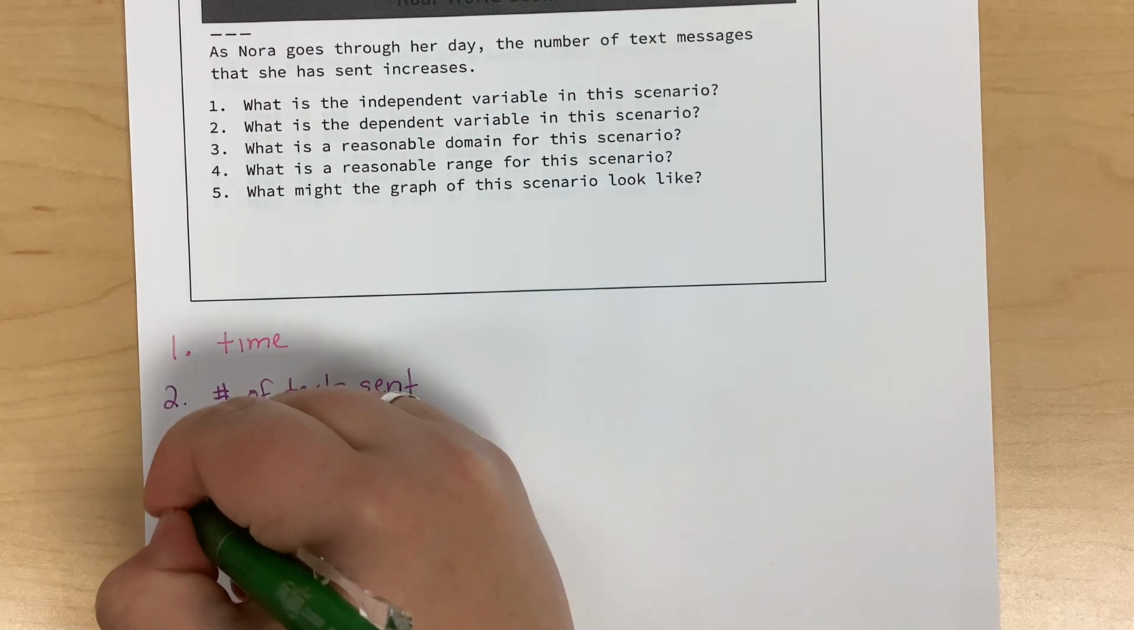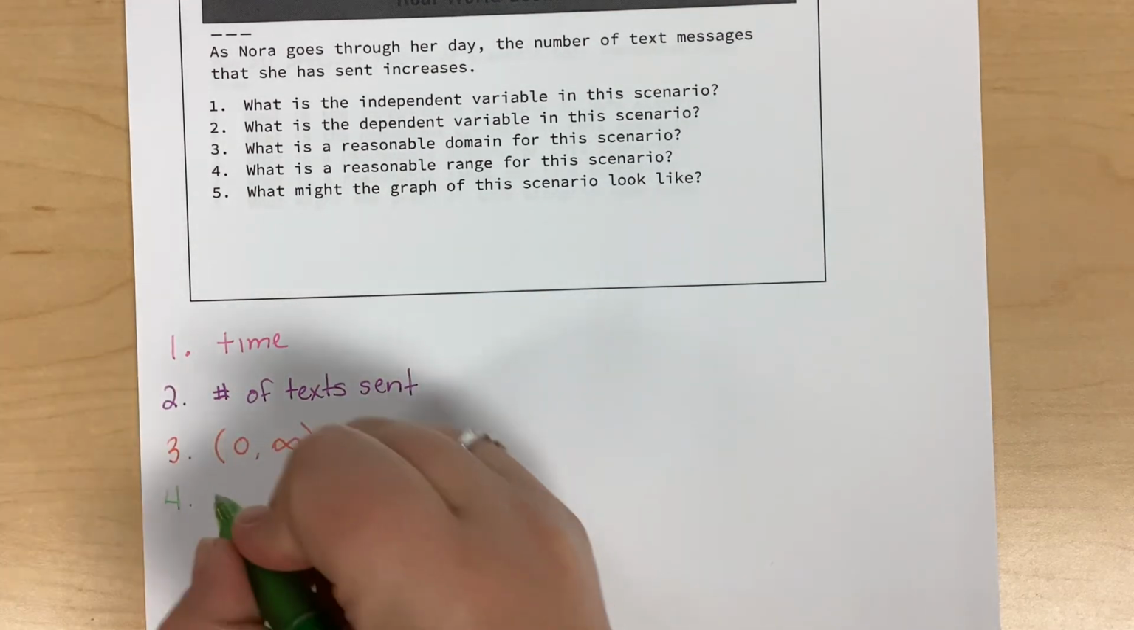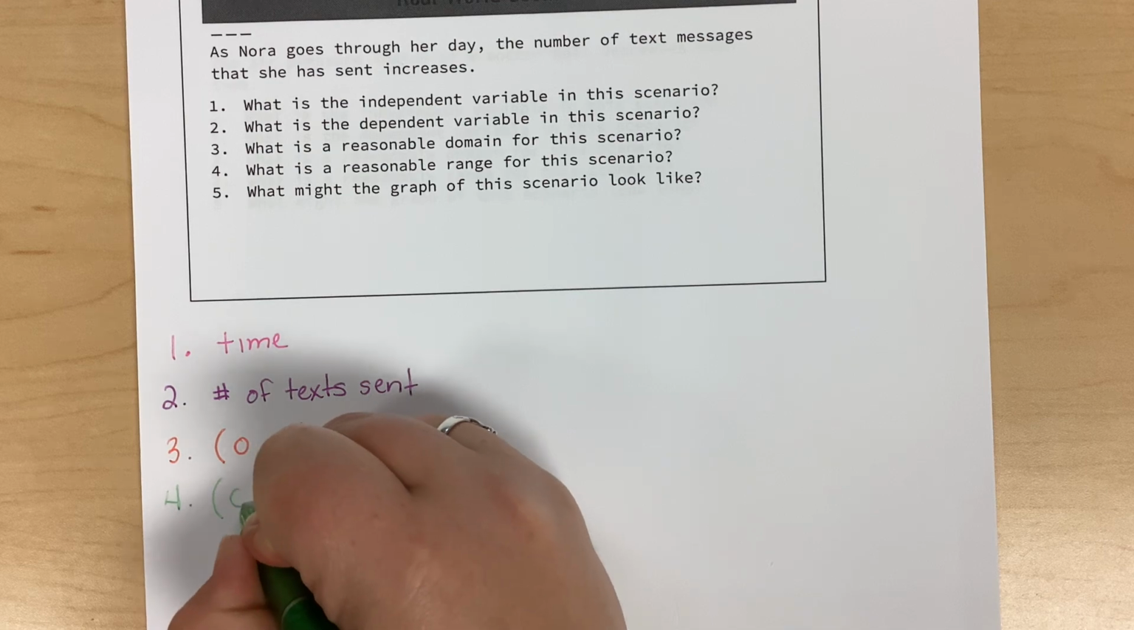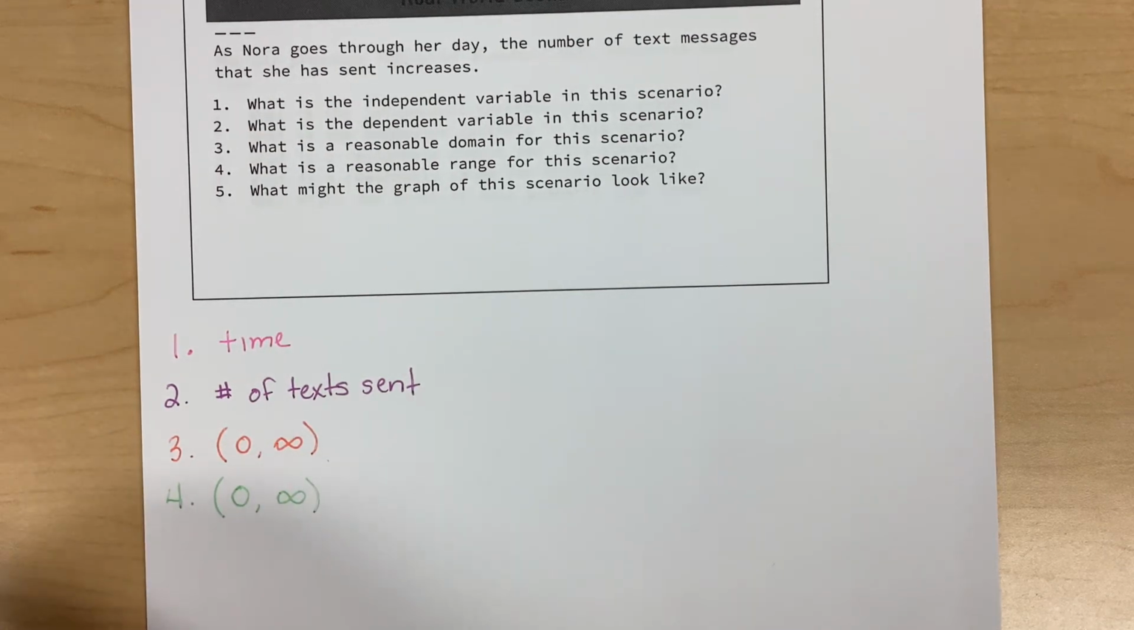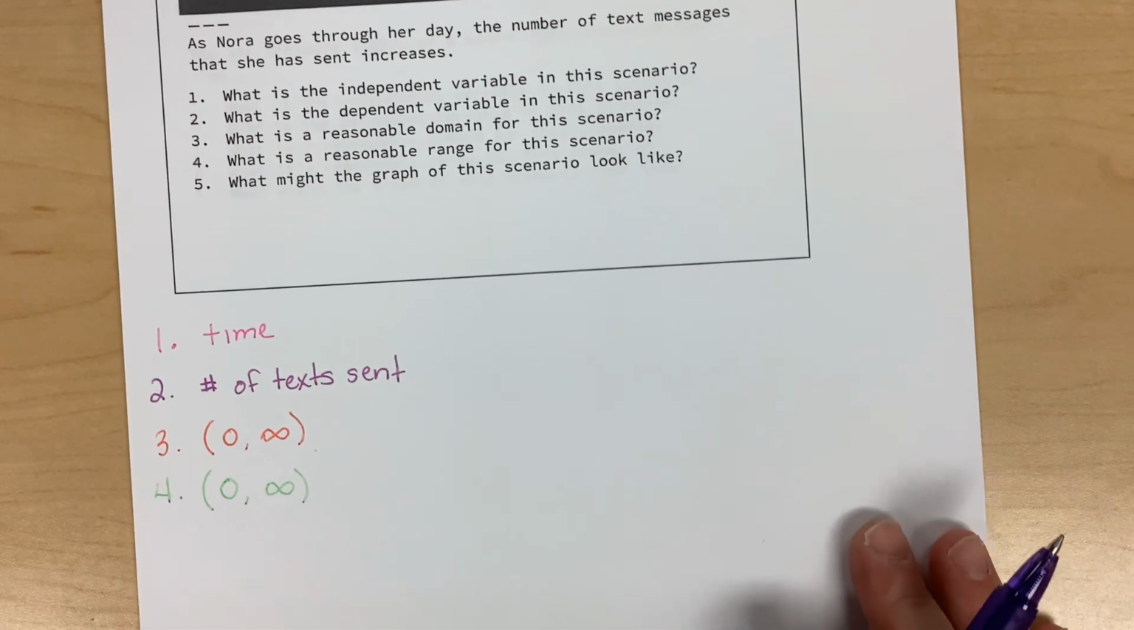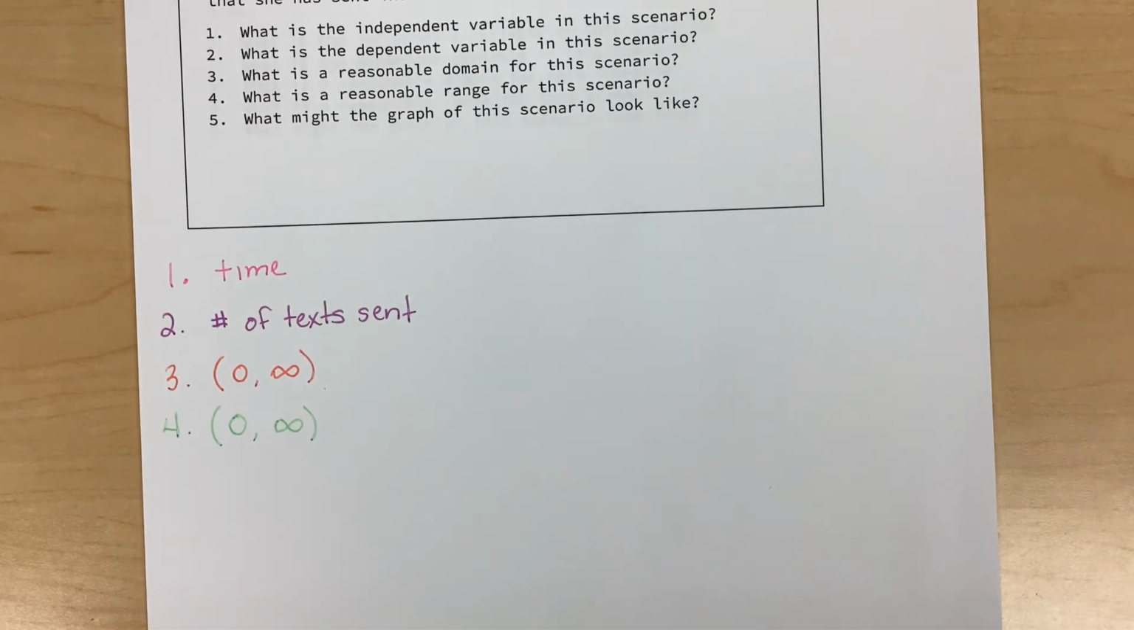And then similarly for my range, the least number of text messages that Nora can send is 0, and the most is infinite. She could send a lot of different numbers of text messages throughout the day. That could be anywhere from 50 to 1,000. Who knows how many times she texts during the day.